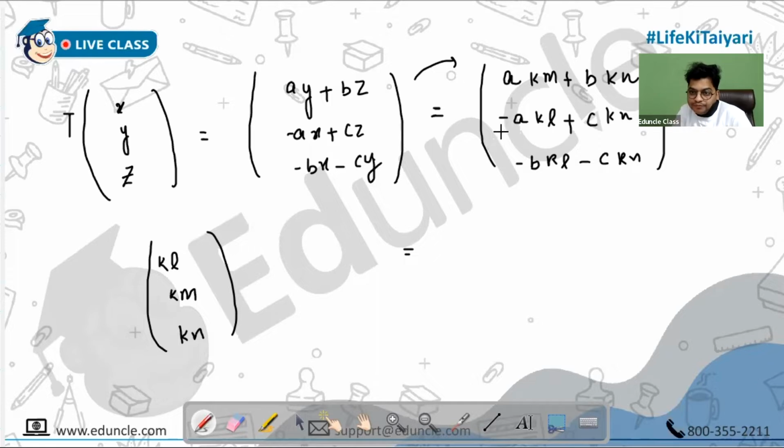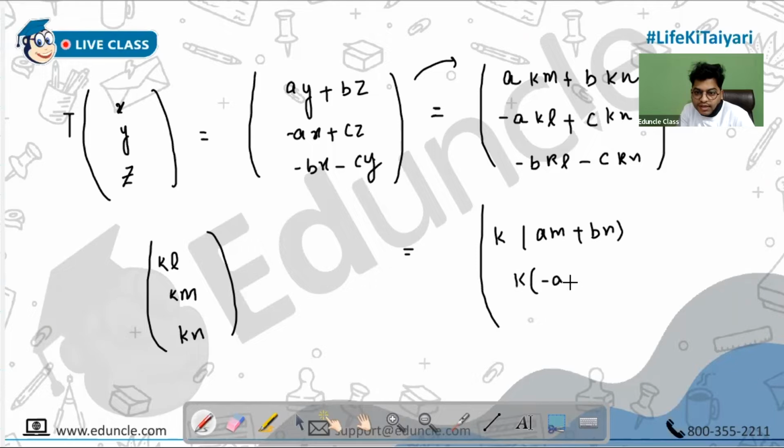Tell me one thing. You can take k common, there is no problem. But is it of the format km, kl, kn? That is k times of (am plus bn), minus al plus cn.